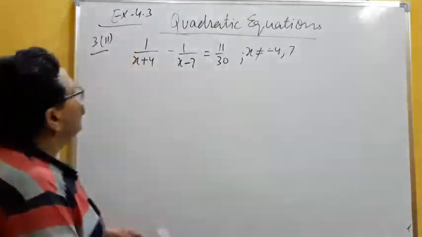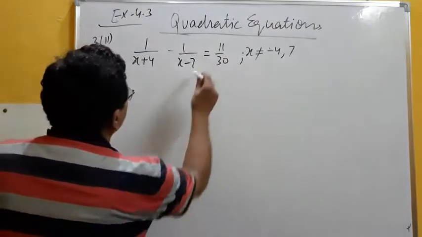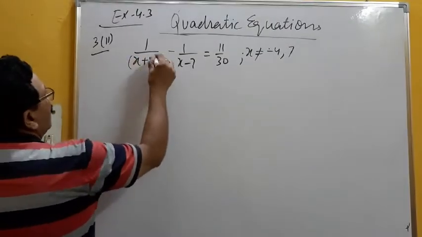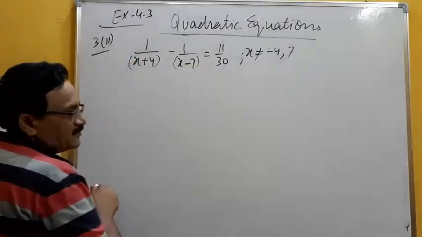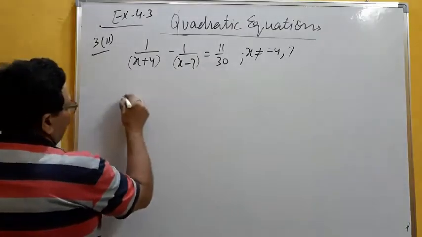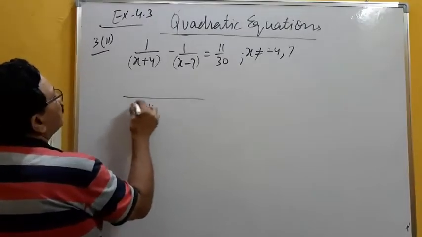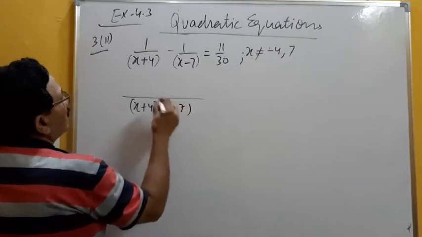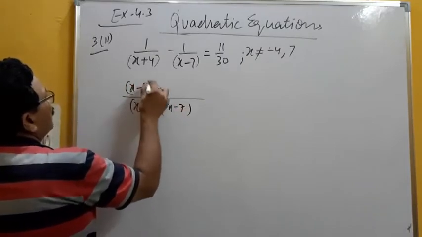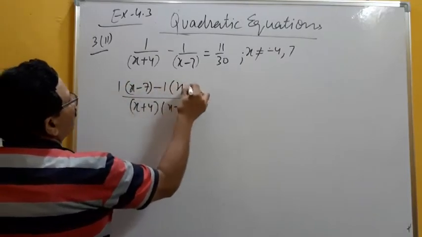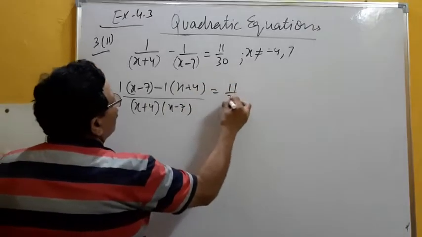Okay. So now first of all, don't see this part, solve only this part. Whenever you have more than one term, put it in brackets. This is the best way, and take LCM. x plus 4, x minus 7, x minus 7 times 1, minus 1 times x plus 4, equal to 11/30.